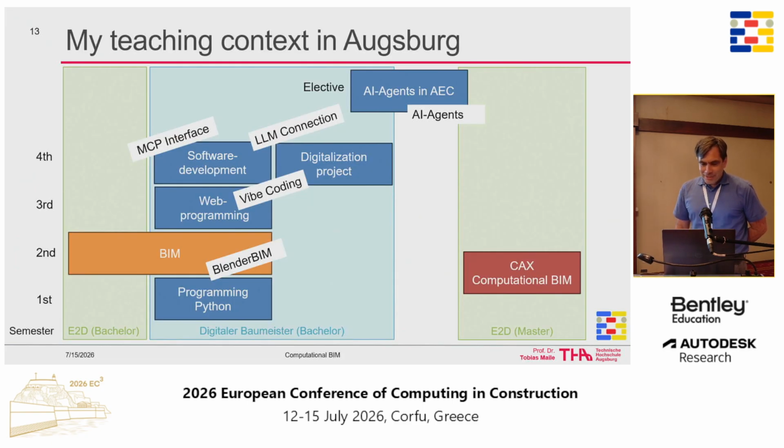And my last slide, I want to give you a little bit of context of what I'm doing in Augsburg. So this is the CIX module that I'm doing in the E2D master. I'm also doing a little bit in the E2D bachelor. But my main focus, as you can see from this slide, is actually in our new digital program, which is called in German Digitale Baumeister, or digital design and production.